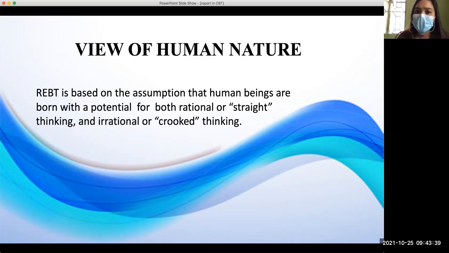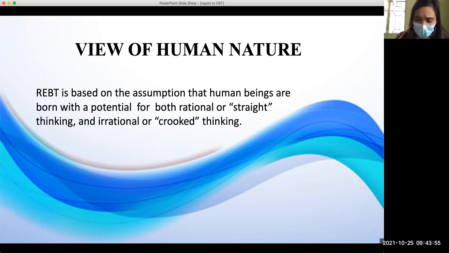So humans are fallible. REBT attempts to help people accept themselves as creatures who will continue to make mistakes, yet at the same time learn to live more at peace with themselves.